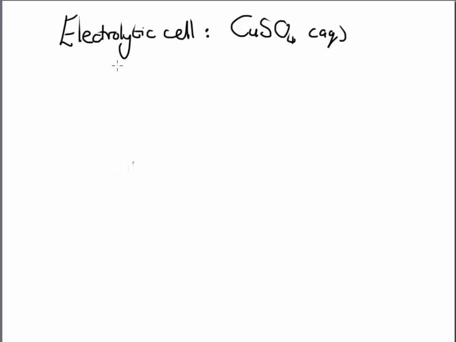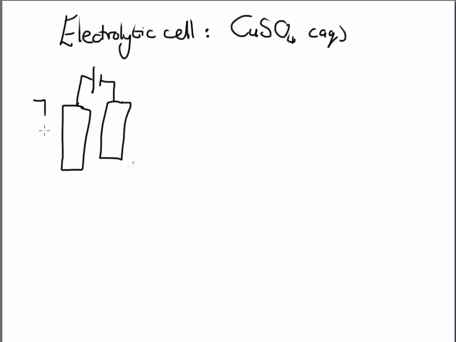We're having a look at the electrolytic cell. The electrolytic cell is an example of where we have a non-spontaneous redox reaction occur, which means that we need to add electrical energy that will be converted to chemical energy in our redox reaction.